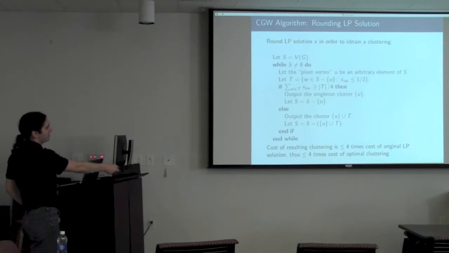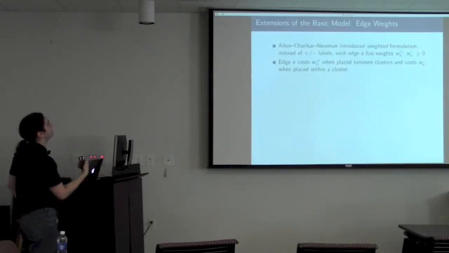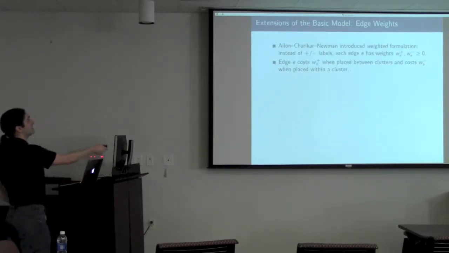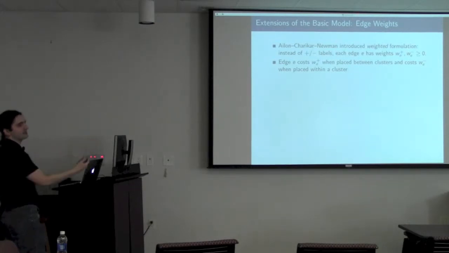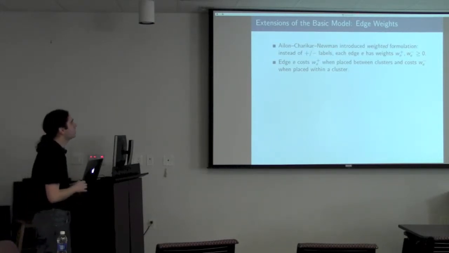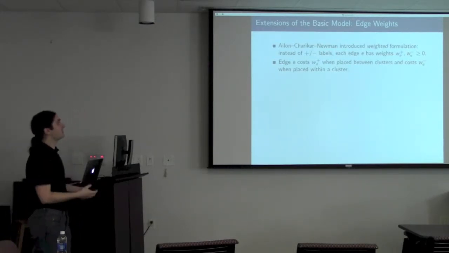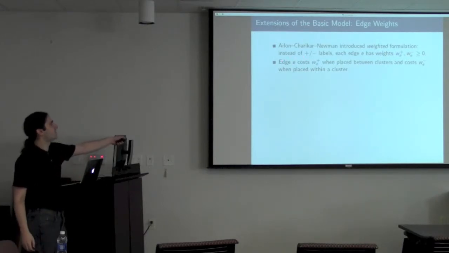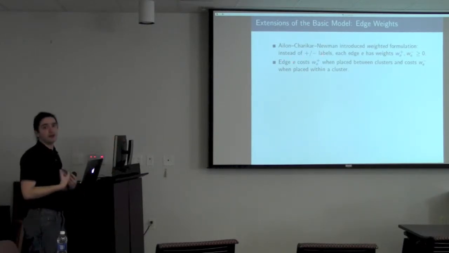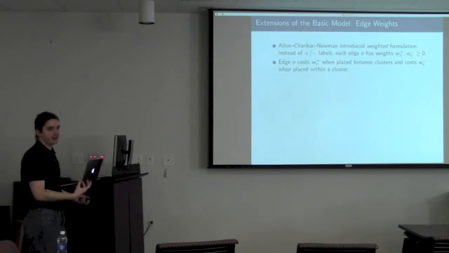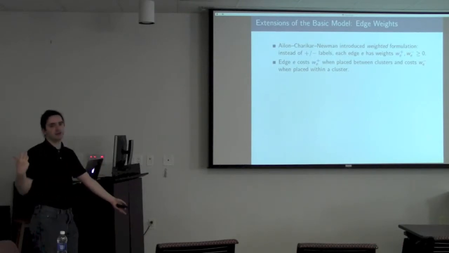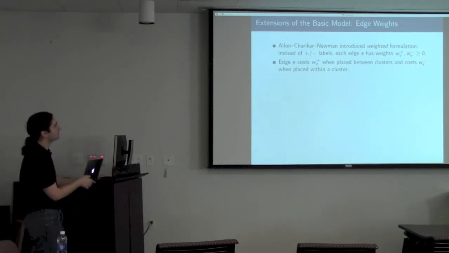So this is the algorithm that we're going to extend. We're going to come back to this later. But first I'd like to talk about how we might extend this basic model of correlation clustering. So the natural thing to do is, what if instead of having this binary choice of plus or minus, you could put weights on the edges? Maybe some mistakes are a lot worse than other mistakes. You want to be able to model that.